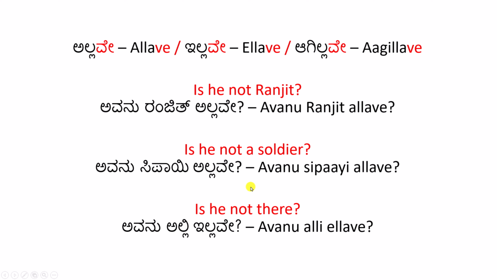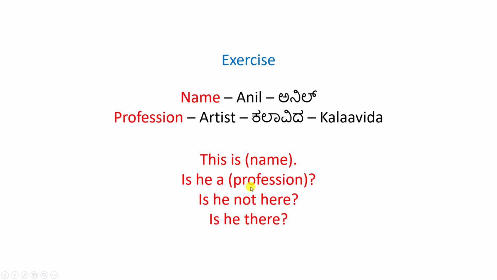Yes. So I hope you have understood the concepts, and assuming that you have understood, here is an exercise for you. I want you to consider the name as Anil and profession as artist. Artist in Kannada is kalavida. And assuming these two, I want you to frame these sentences in Kannada. Frame them and comment it down below. I will read them and correct if there are any mistakes.